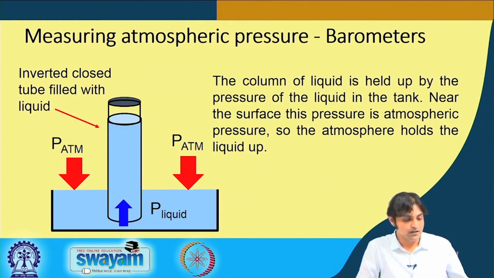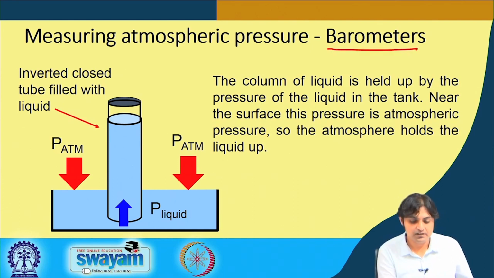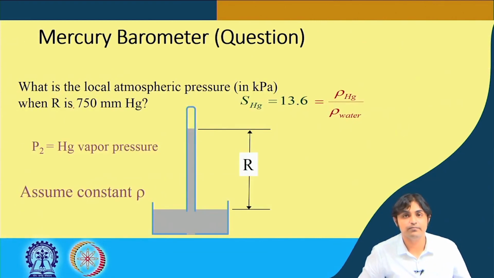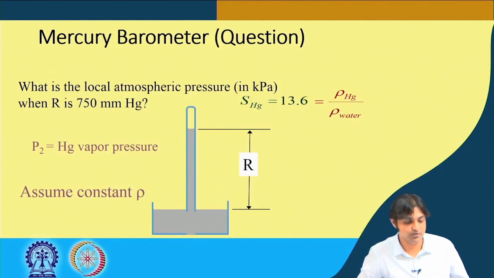Okay. An important question is, how do we measure atmospheric pressure? One of the simplest devices is the barometer. The column of liquid is held up by the pressure of the liquid in the tank. Near the surface, this pressure is atmospheric pressure. So the atmosphere holds the liquid up. This liquid is being supported by the atmospheric pressure. This is an inverted closed tube filled with a liquid. So this is the barometer, and this is the principle of working of barometers.